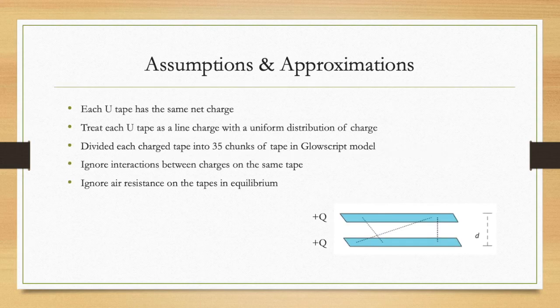Before creating this model, I had to make some assumptions and approximations. Like the previous lab, I assumed that each U-tape had the same net charge and that the effect of air resistance on the tapes in equilibrium could be ignored. However, in this lab uniquely, I treated each U-tape as a line charge with a uniform distribution of charge and therefore decided to model the charged tape by dividing it into 35 chunks of tape in my GlowScript model. I also made sure to ignore the interactions between charges on the same tape.